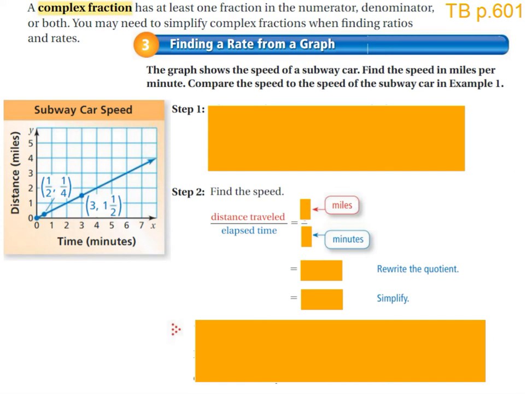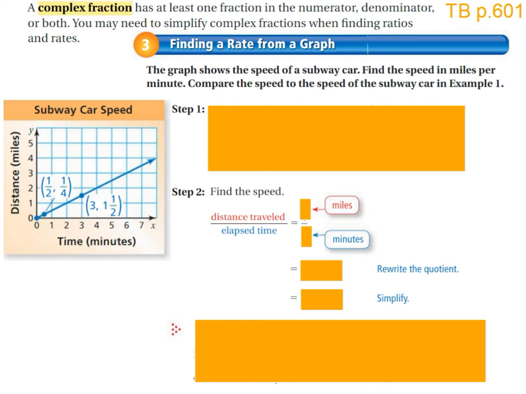Okay, finally, we are going to talk about something new in this last example. It says at the top here, a complex fraction has at least one fraction in the numerator, denominator, or both. You may need to simplify complex fractions when finding ratios. So in these ratios, it means at least one number is a fraction, and it could be both, or a decimal. Would be the same type of example. So it says the graph shows the speed of a subway car. Find the speed in miles per minute. Compare the speed to the speed of the subway car in example 1.